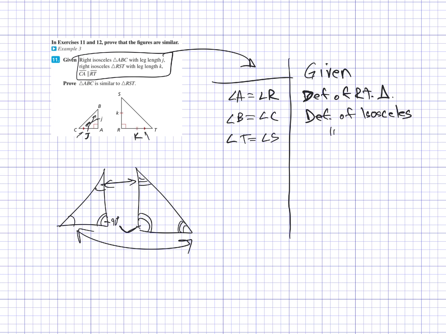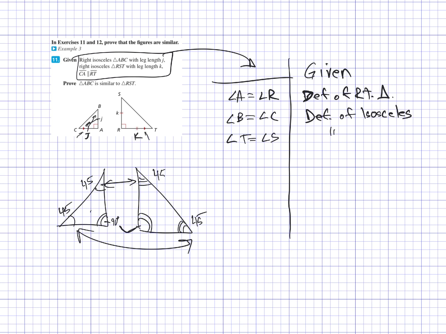There's 180 degrees in each triangle. So that means there's 90 degrees left between the other two. So that means that's 45 and that's 45. Well, the same goes for this triangle. So they have to be the same. So how do we say that?